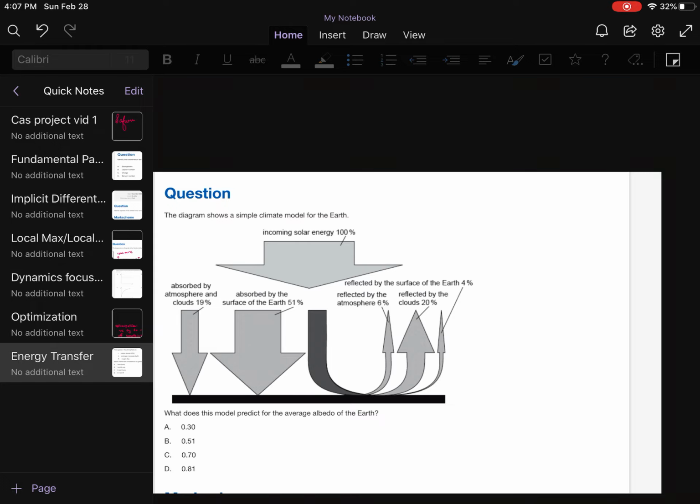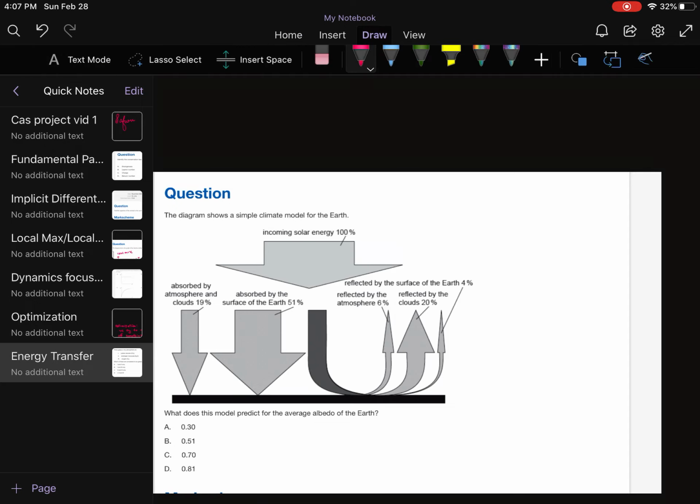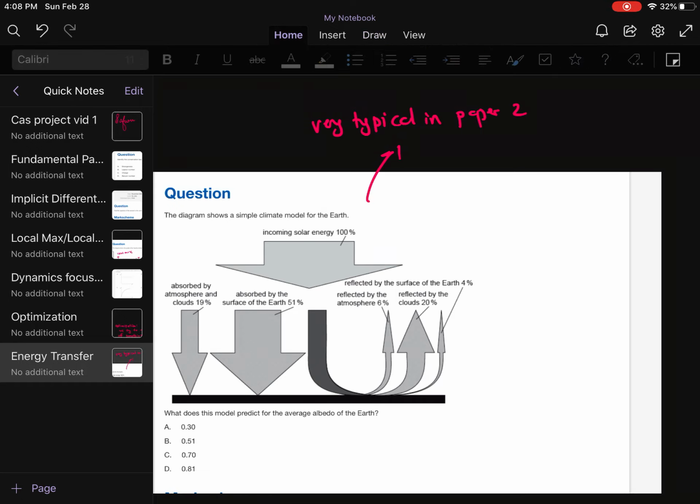So this is a sample climate model for the Earth, and this is very typical in paper 2. So I advise you to make sure that you have a good understanding of these climate models, because they do actually come up quite a reasonable amount. So just making sure you're understanding the difference between absorption and reflection. Not too difficult, but again, it comes to just practicing and being cognizant of what you're learning about.